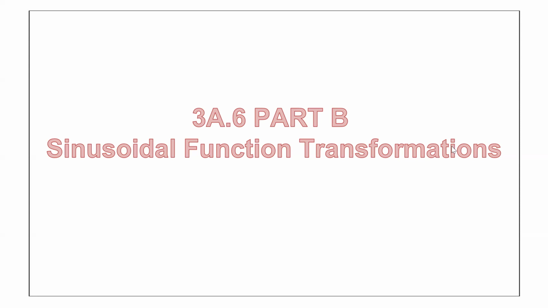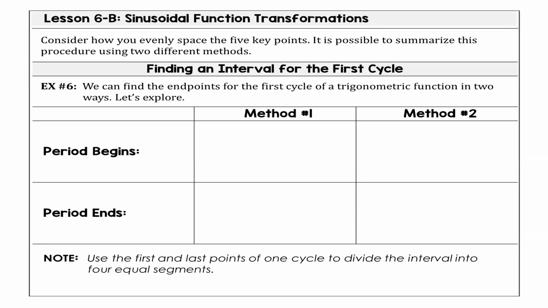Up first, you want to consider how evenly spaced the 5 key points are. That's how it's helping us understand that we're finding our halfway point, then our smaller halfway point, then our larger halfway point. So we're finding our halfway points, and that's helping us figure out those values.